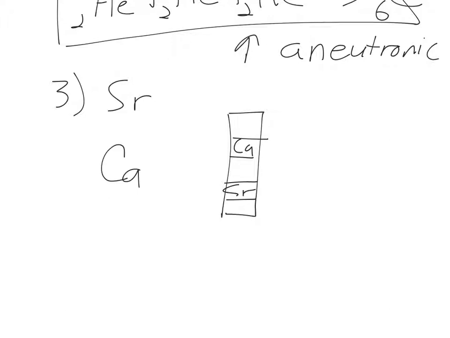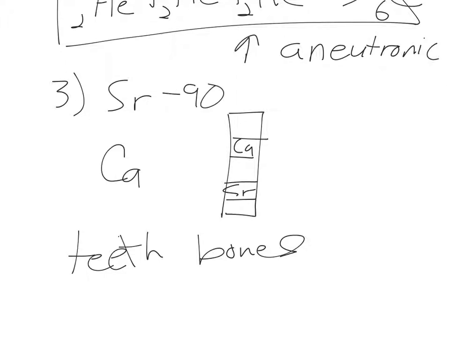So strontium then, where do you find calcium? Well, you find it in your teeth and your bones. Those are places of relatively high calcium concentration in your body. And so what people were finding is a correlation between absorbing strontium-90, this dangerous strontium isotope, and bone cancer.